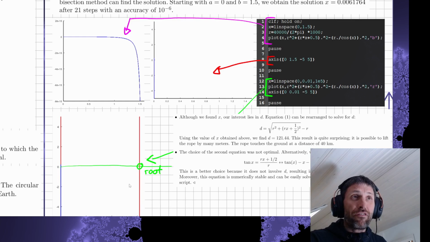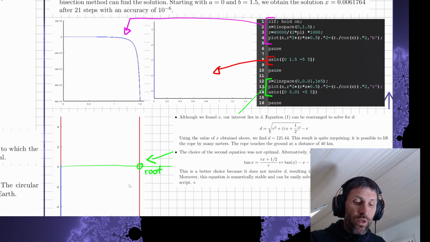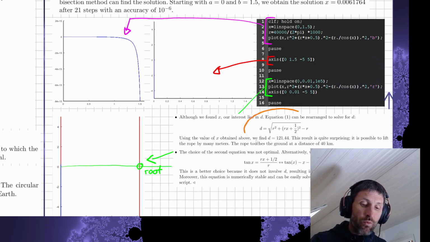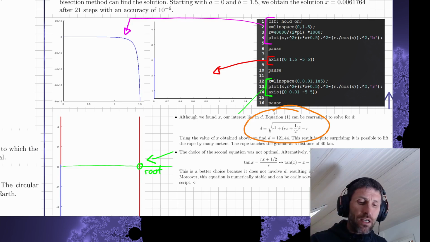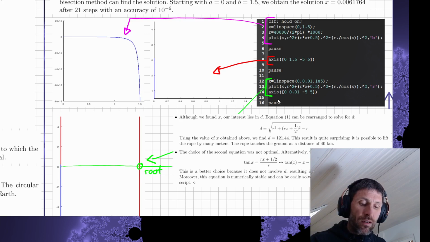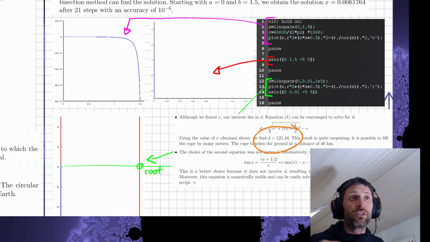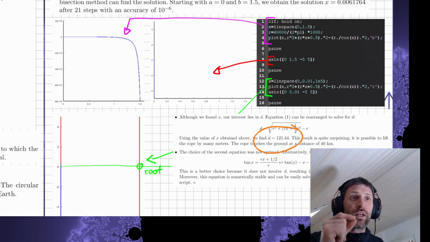Okay, now we have the angle x, but we want to find d. So we can check our equation 1 and solve for d, and then we get this one. And then plugging in the number, you get this answer. D is equal to 121.44 in meters. And that means you can lift the rope by 120 meters.